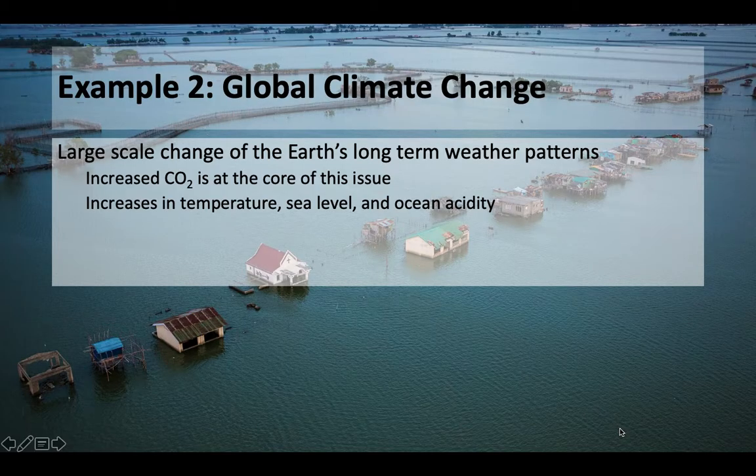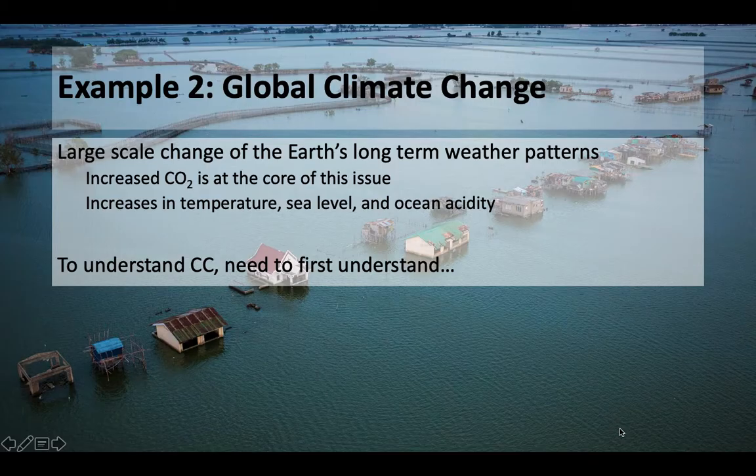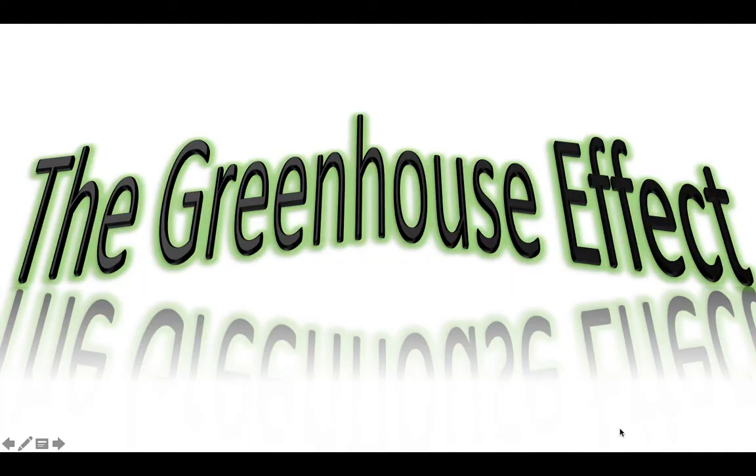So global climate change, what is it? It is large-scale change of the Earth's climate, which is just long-term weather patterns, right? The core of this issue comes from increased carbon dioxide in the atmosphere, which is going to lead to increases in temperature, increases in the sea level, increases in the acidification of the ocean, as well as a wide variety of impacts that follow those three things. But in order to understand how climate change works, we first need to understand something we've been talking about all year long, the greenhouse effect.